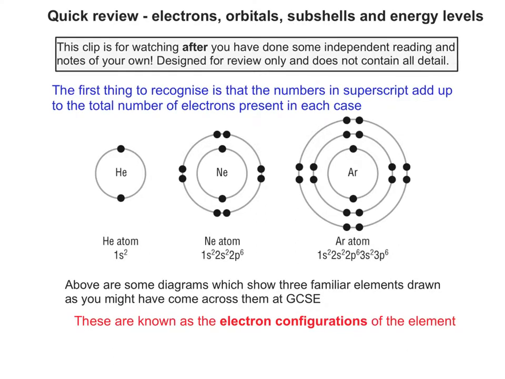The first thing to notice is that the numbers in superscript add up to the total number of electrons present in each case. Looking at each one, you can see helium has 2 electrons, neon has 10, and argon has 18. So where does the s and the p come from? To clear this up, we have to go back to a little bit about the orbital theory.